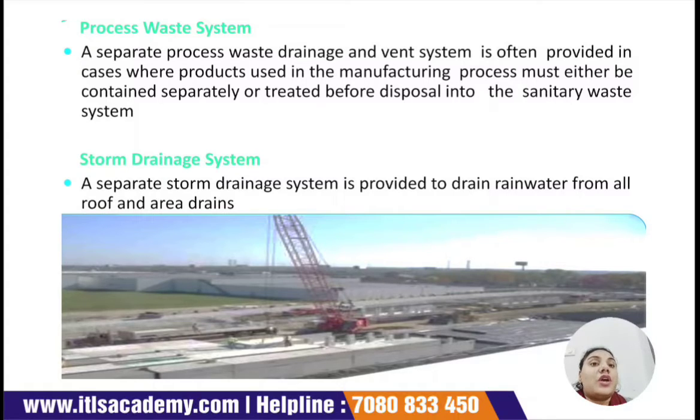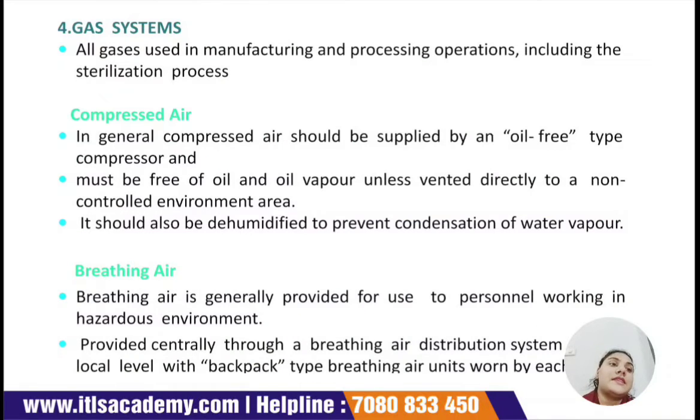Then comes the storm drainage system. A separate storm drainage system is provided to drain the rainwater from all the roof and area drains. So what is the storm drain system? It is a separate drainage system that carries the rainwater from all the roofs and the area drains. So this is how the drainage system helps in disposing of the waste.